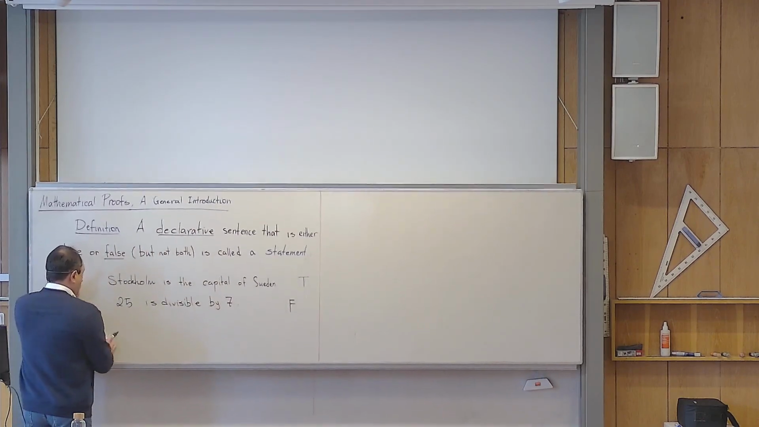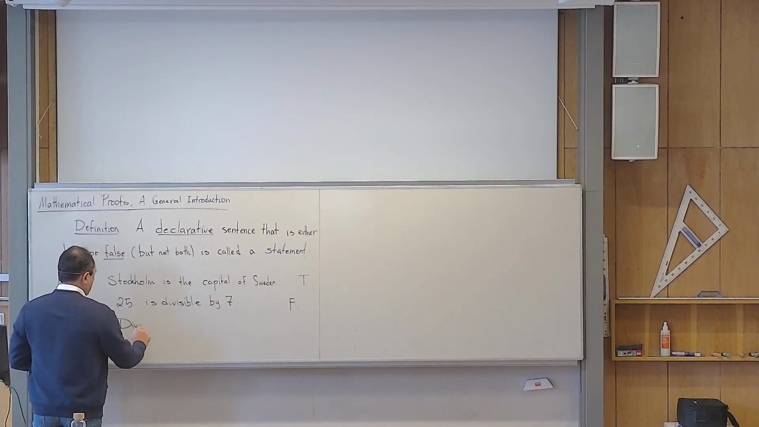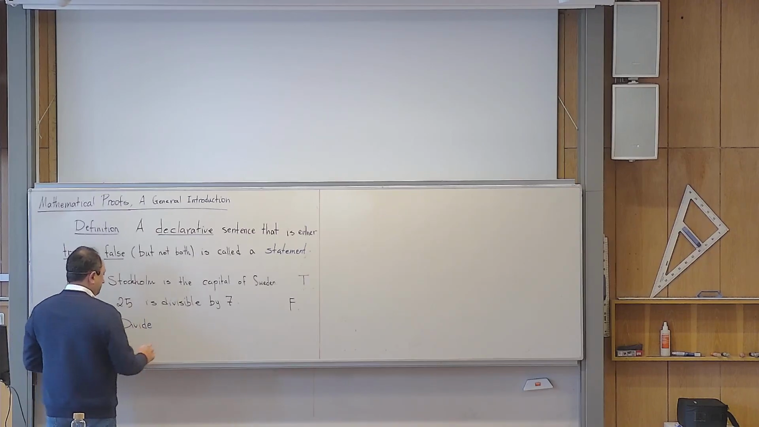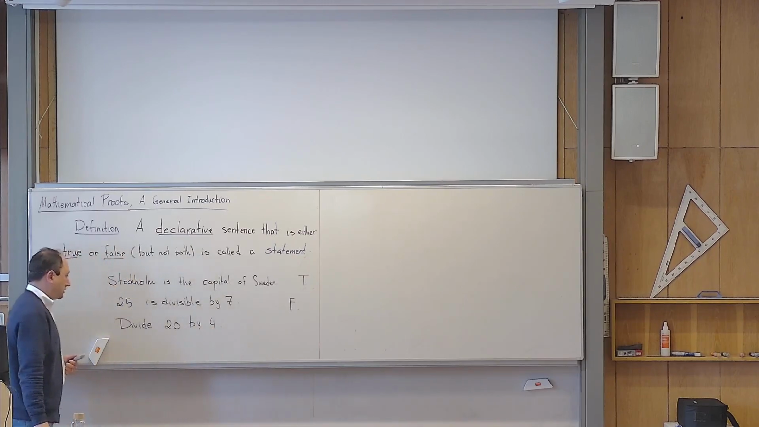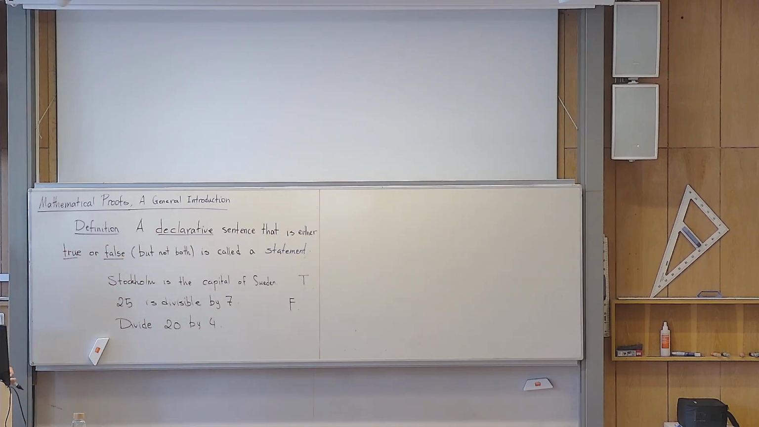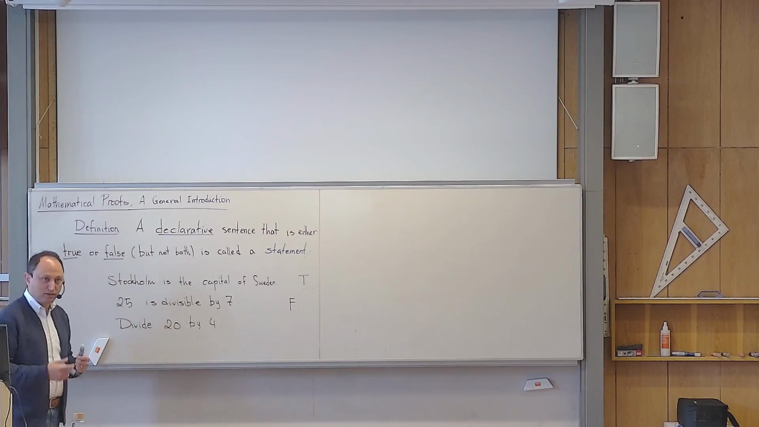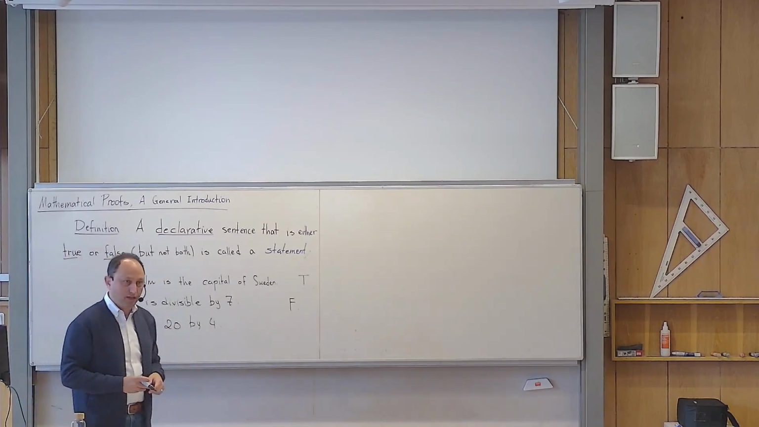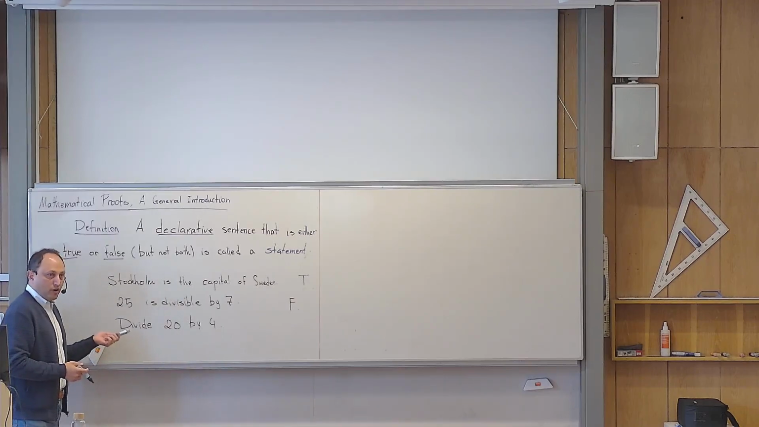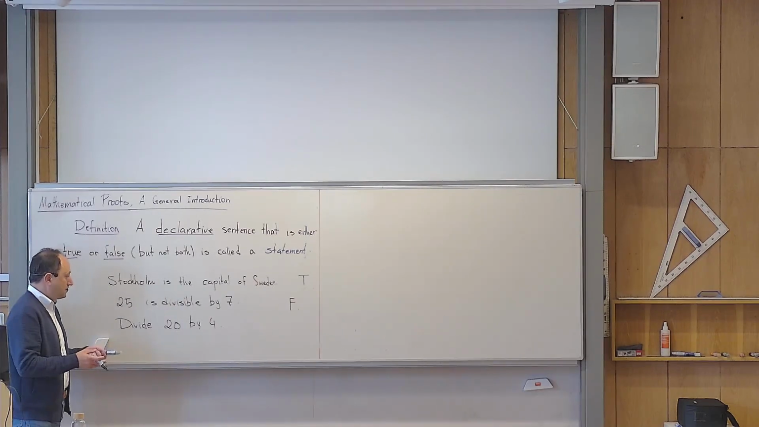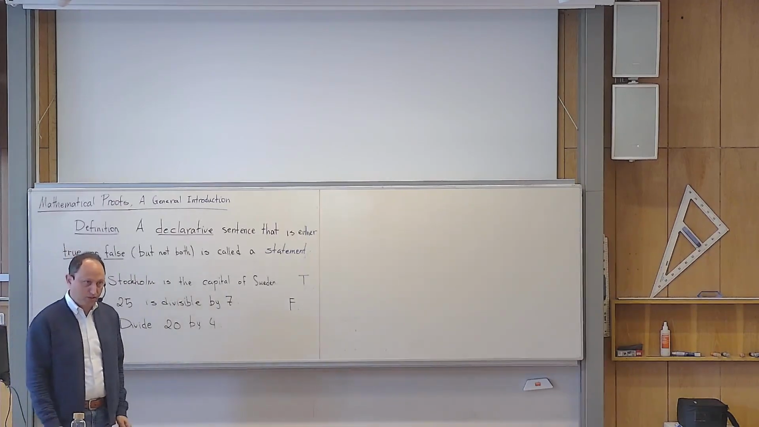But when I say, for example, divide 20 by 4, what do you think about this? Do you think this is a statement? No, because it's not declaring something. I think in grammar we call it an imperative sentence. It tells you to do something. It's not declaring something, and of course there is no truthness or falseness that I can associate with this sentence. This is telling you to do something.